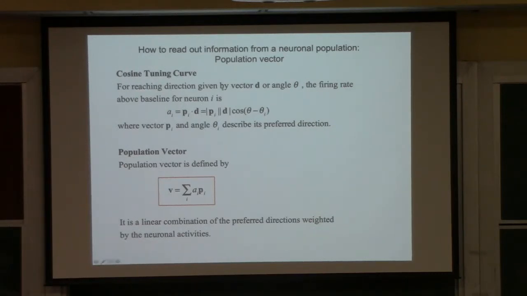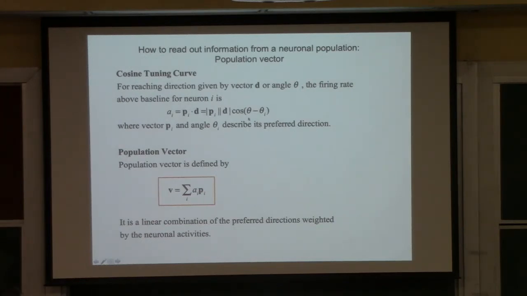So basically, the preferred direction is a constant. The direction of movement you can change in different directions. So if the amplitude doesn't change, the only variable is the angle, right? So this is the simplest model for the coding.